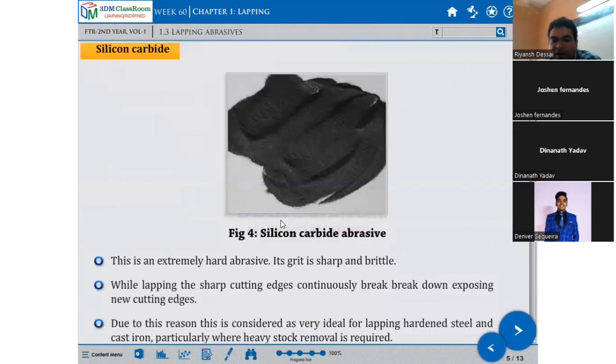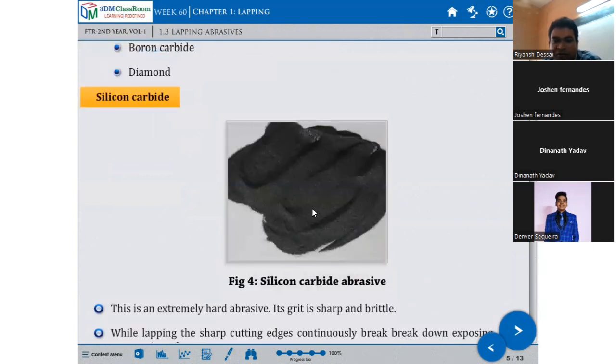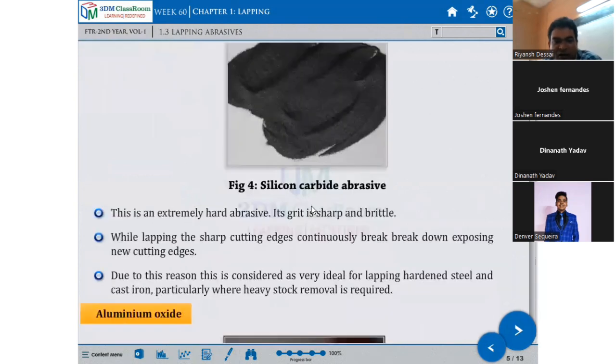Now silicon carbide is an abrasive. It looks like this, black flecks in color. This is an extremely hard abrasive. Its grit is sharp and brittle. So these abrasive particles are extremely hard, and they are sharp and brittle also.